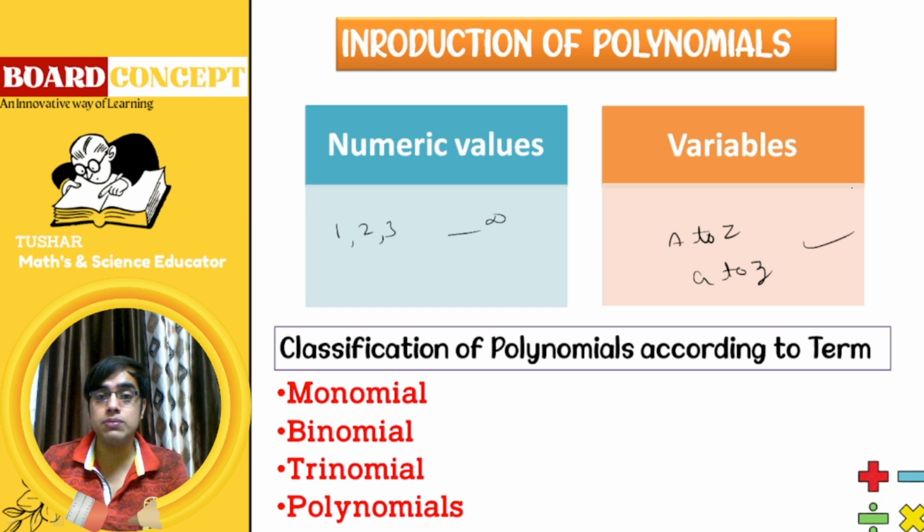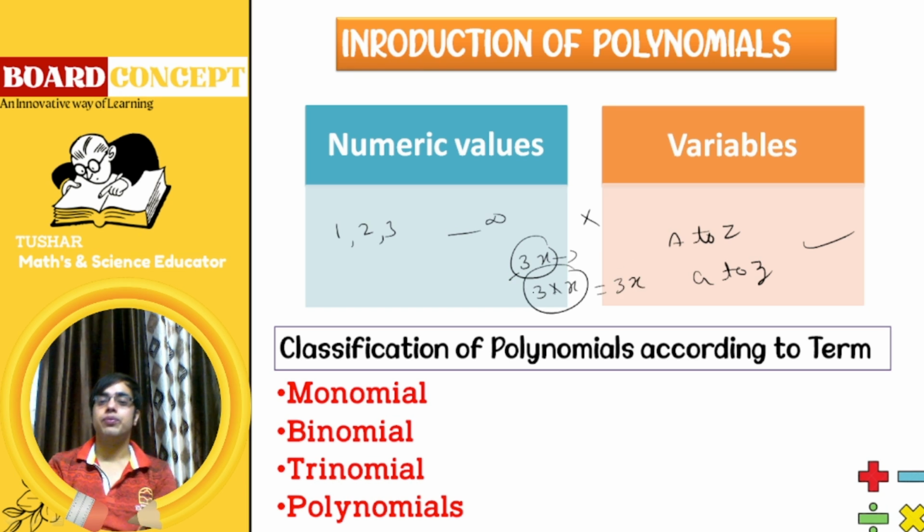A term is made up of numeric values and variables, and the sign that connects both is the sign of multiplication. Example: 3x. It is a term. It means that 3 is a numeric value and x is a variable. Both are connected with the sign of multiplication, 3 multiply x equal to 3x. I hope you understood this topic. The term is made up of numeric values and variables, both multiplied with each other. So this is called a term.